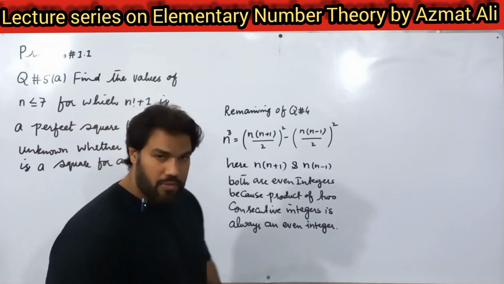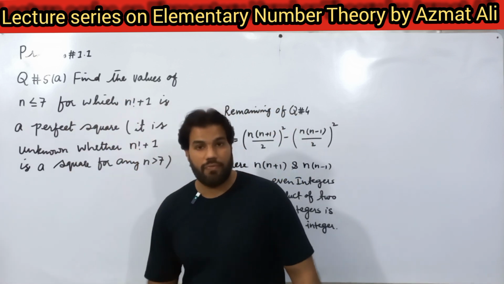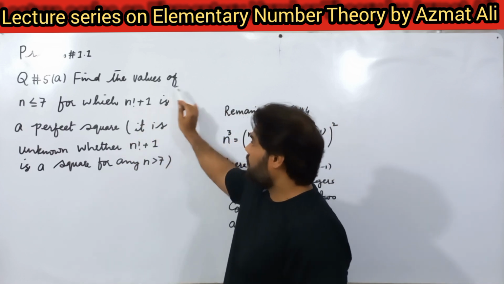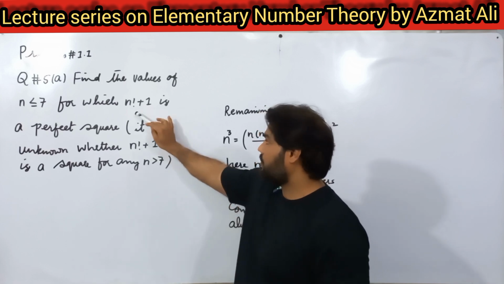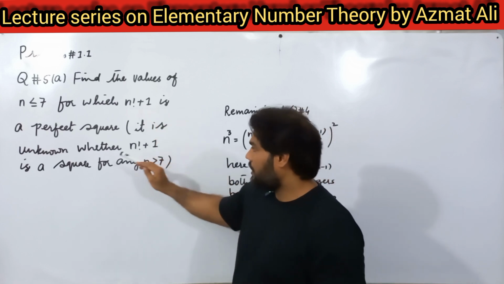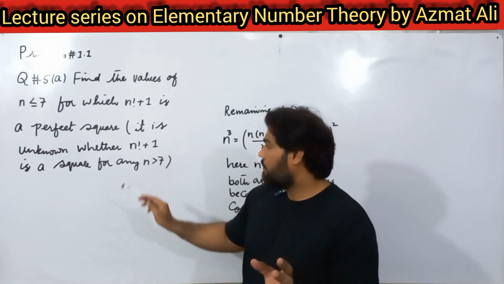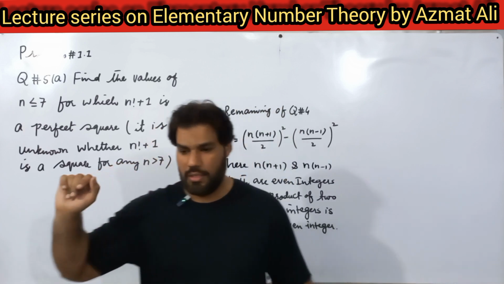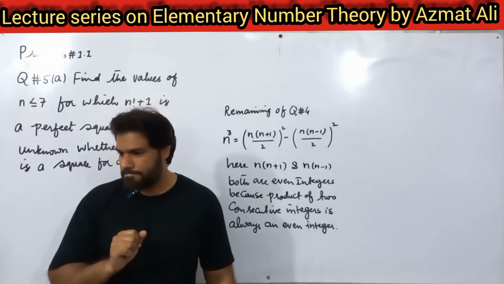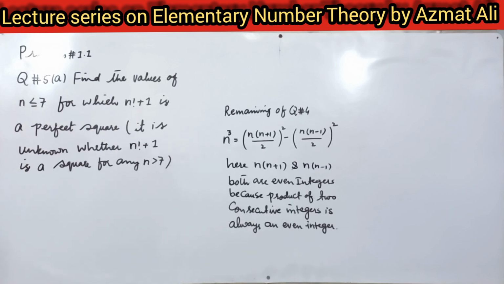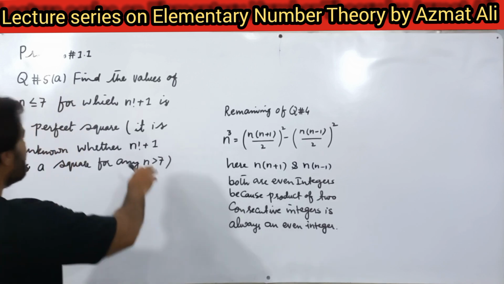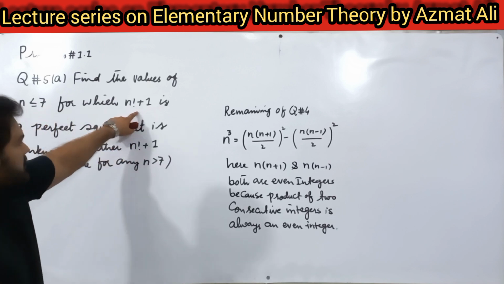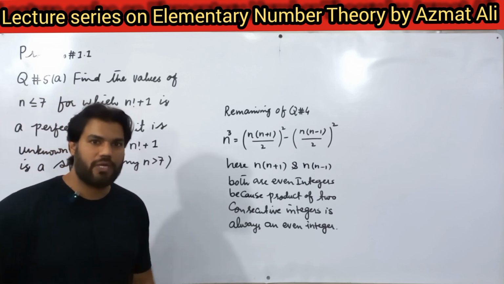Now in today's lecture we will discuss question number 5. In question number 5a, the statement is: find the values of n less than or equal to 7 for which n factorial plus 1 is a perfect square. It is unknown whether n factorial plus 1 is a square for any n greater than 7. This is a very simple and easy question. To solve it, we just plug in the different values of n which are less than or equal to 7 in this formula, and we check which value of n gives a perfect square.